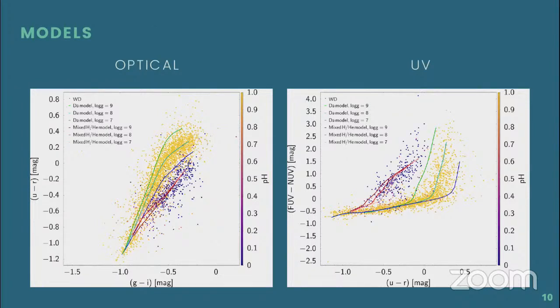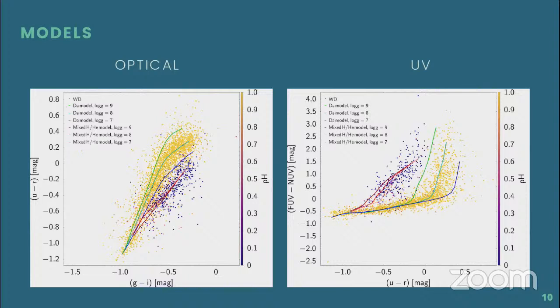The bluer colors correspond to DA models with gravities ranging from 10 to the 7, 8, and 9. And the redder colors are non-DA models with, once again, gravities going from 10 to the 7, 8, and 9. And then what we see is that in the optical, since they were used to calibrate the sample, they work perfectly. And so the idea was to see how they work in the ultraviolet.